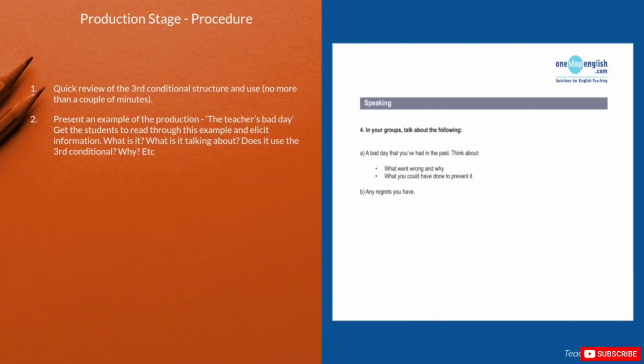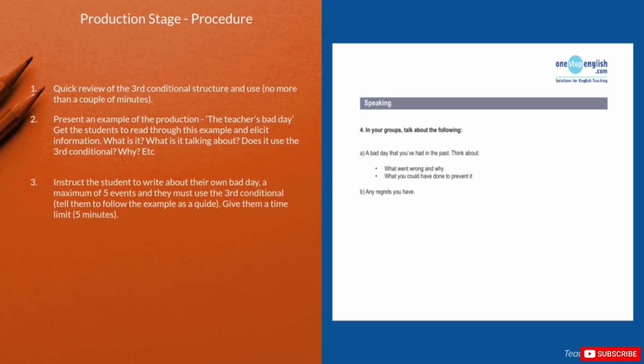I'll get the student to read through it, and I'll elicit some information from the student to make sure they understand what it is. So what is it they're reading? What is it talking about? Does it use the third conditional? Why do we use the third conditional? Just get the student to understand what it is they're reading, because this is a framework that they're going to use to then talk about their bad day. We're always getting the student ready.